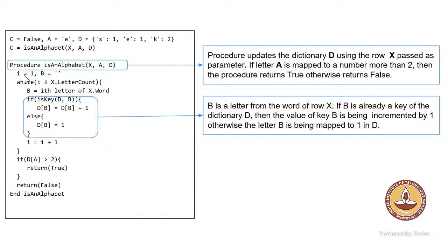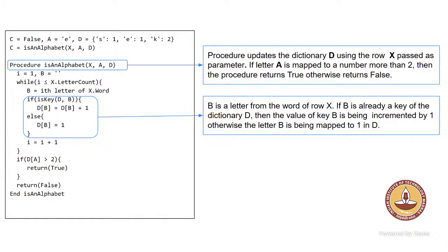You can see I equal to 1 while I is less than X dot letter count. That means less than or equal to X dot letter count. In the initial iteration, it will be 1. In the second iteration, it will be 2. What is the letter count of student? You can count, it is 7. So basically, that while loop is to iterate over the letters of your word student.